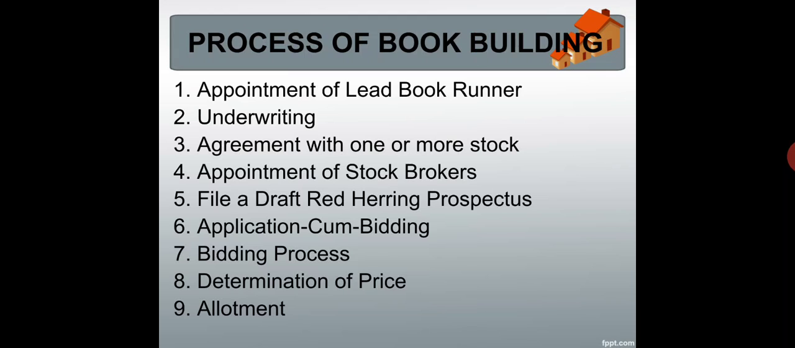Now let's discuss the process of book building. The first one is appointment of lead book runner. First and foremost, the organization is going to appoint a book runner, which is also known as an underwriter. Second one, underwriting. Now the company is going to decide how much financial requirement there is and how many securities are going to be underwritten by the company through the lead book runner. Then the third one, agreement with one or more stock exchanges. Now here the company is going to have an agreement with either BSE or NSE.